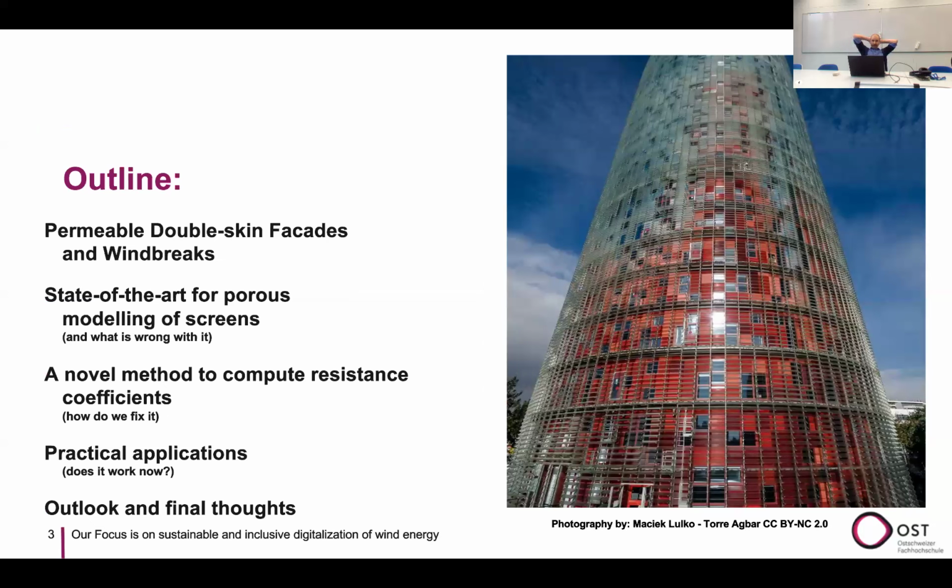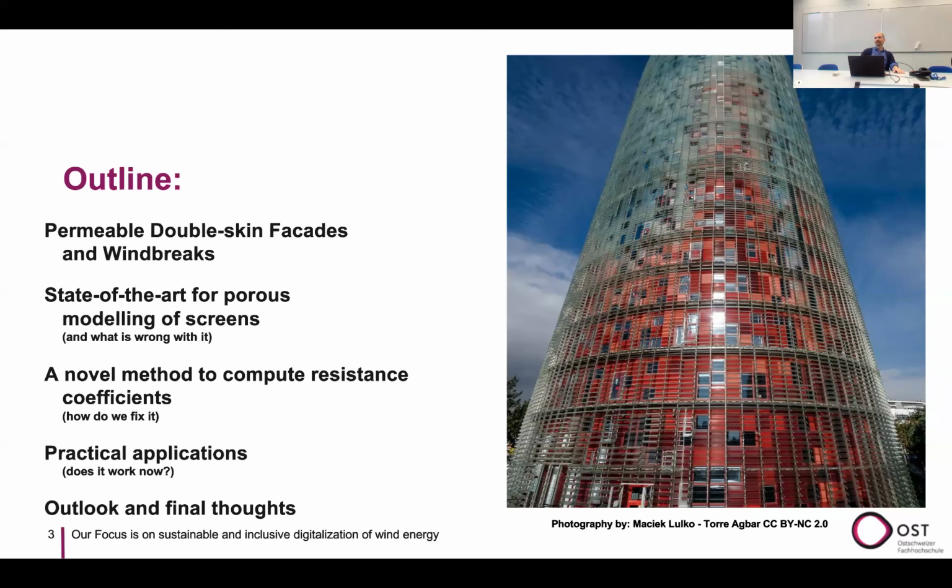So I will try not to take too much of your time. I'm going to go for 1 hour so we can all have lunch. I'm going to talk a little bit about what double skin facades are. I'm going to tell you how they're being modeled, or how we deal with them right now in engineering, and what is wrong with the way it's being dealt with right now. And then I will show you one of the methods I worked on to actually model these structures, and I will show a couple practical applications.